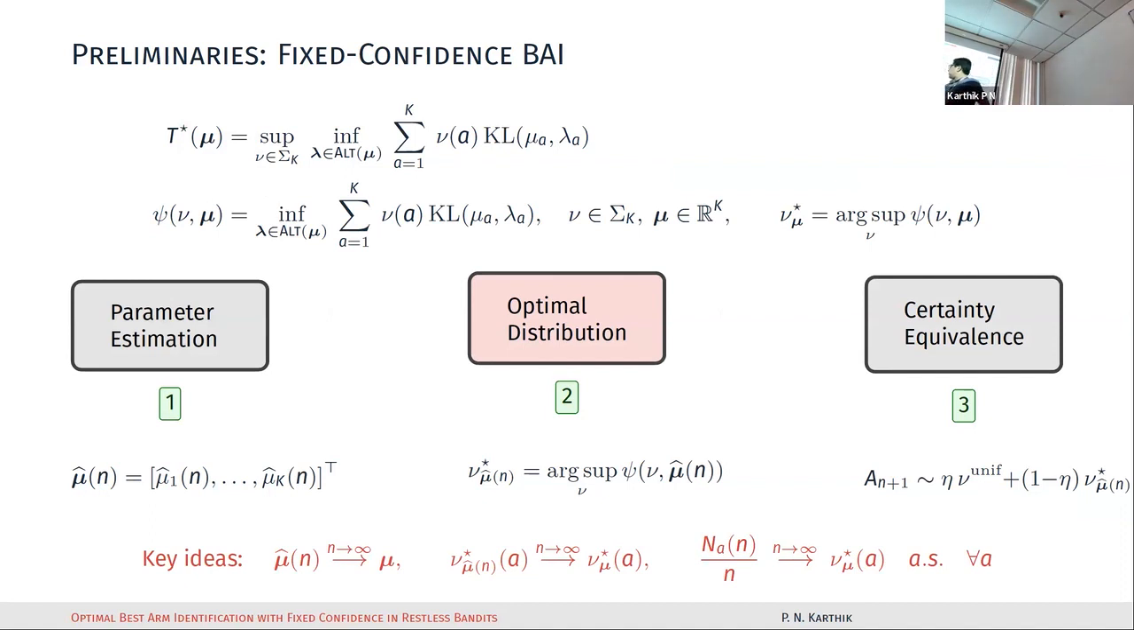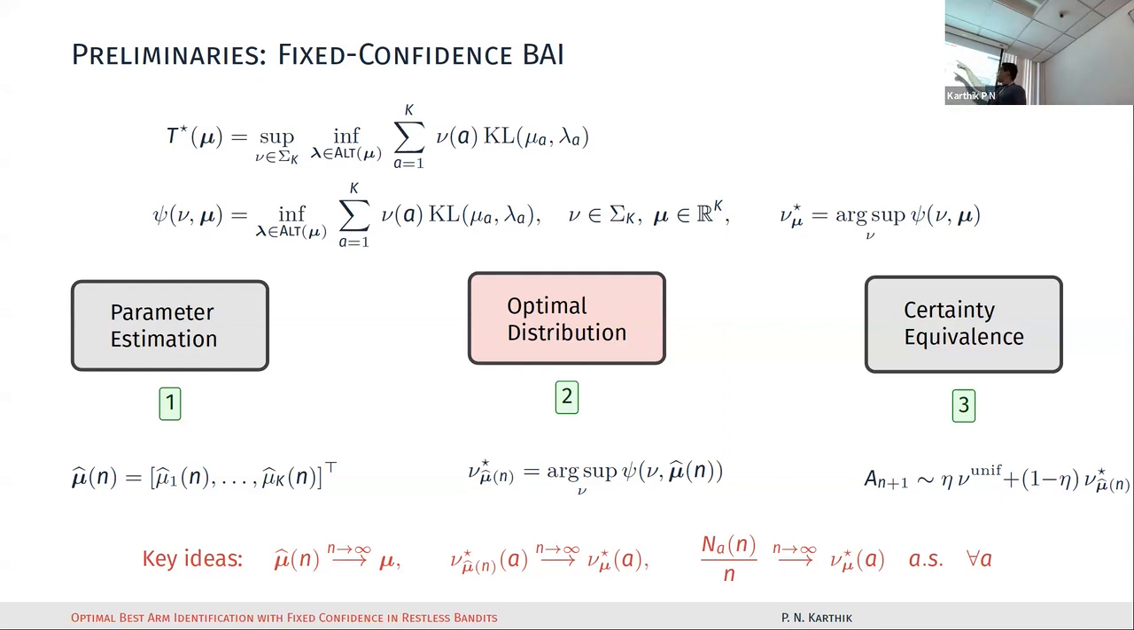As long as this is done, you just have to make sure that mu hat n converges to the correct mu as n goes to infinity. This is the optimum distribution corresponding to mu hat n. If you can guarantee that it will converge to the optimum distribution under the true instance mu, and if you can guarantee that the empirical proportion of times each arm is selected converges to the proportion that is actually given by the lower bound.